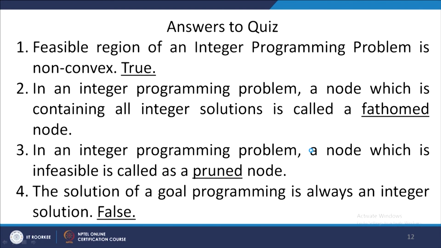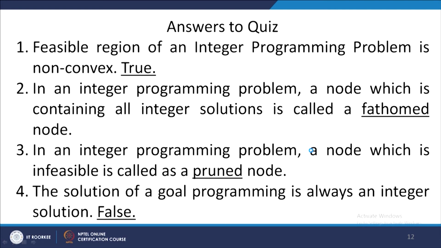So, I hope everybody has written the answers. Now, let us look at the answers. I will give you the answers to each of the questions. Question number 1, the feasible region of an integer programming problem is non-convex. The answer is true.